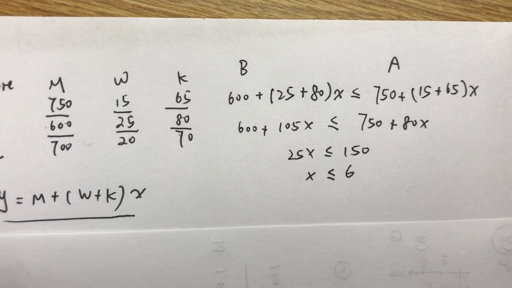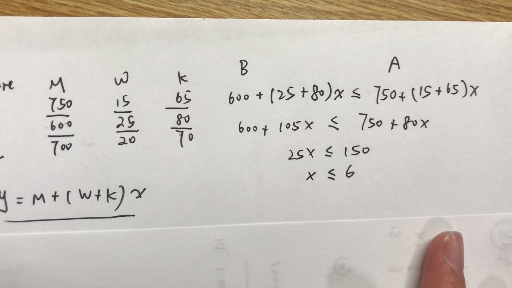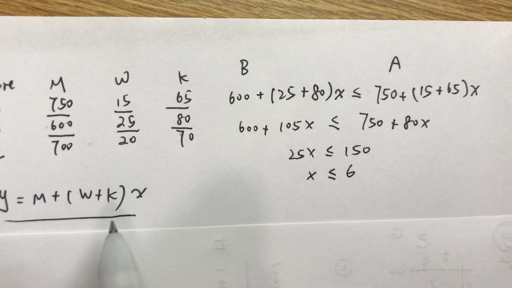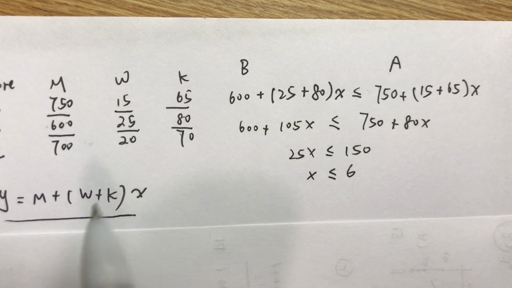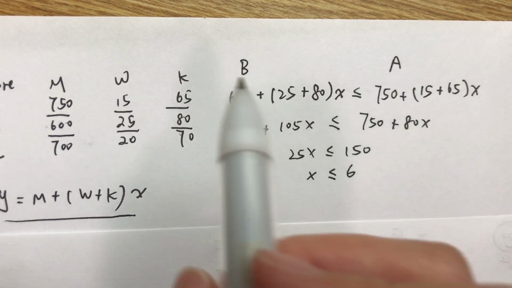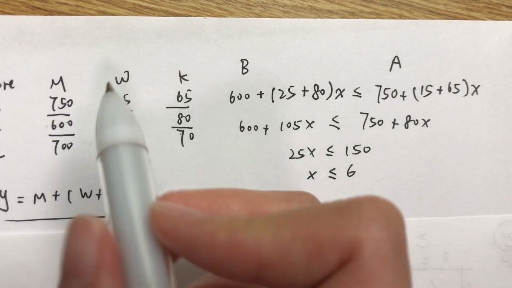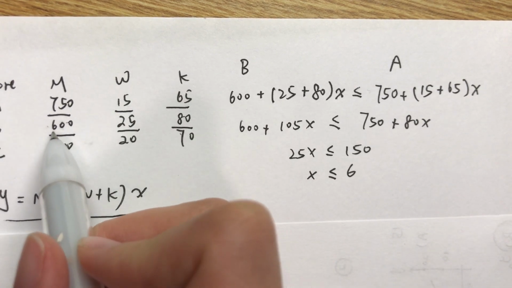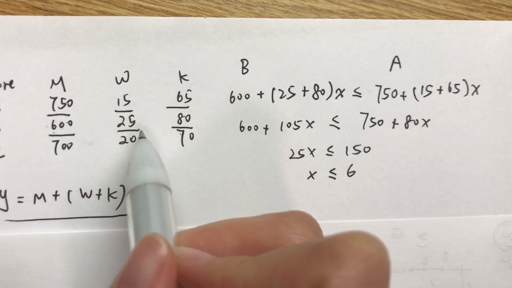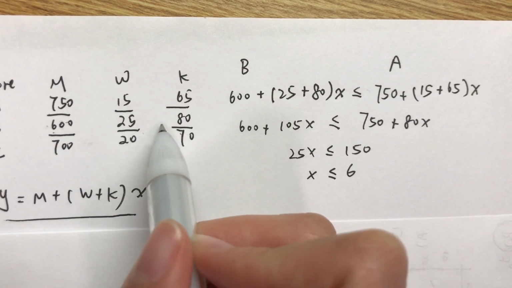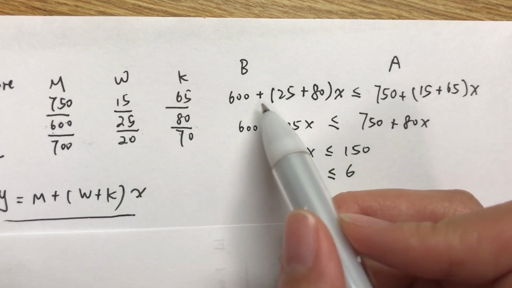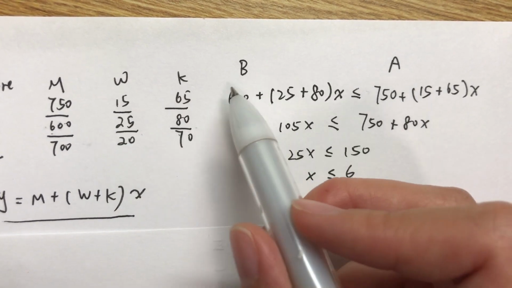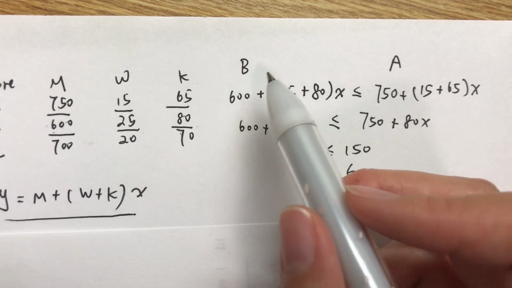Okay, so for store B, according to the equation, M plus W plus K times X. So we just try to find the information in the table. So for row B, M is 600, W is 25, and K is 80. So we just plug in the numbers to get the equation for store B.